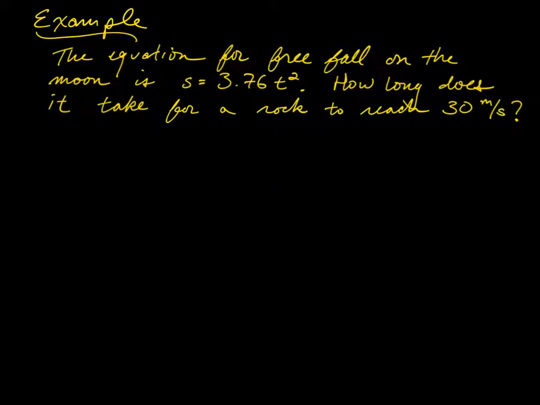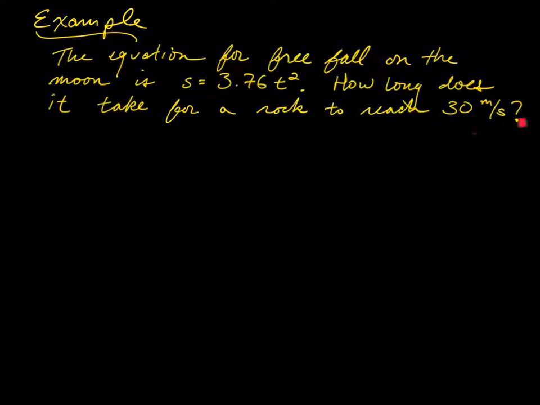For this next example, you are given the equation for free fall on the moon as S equals 3.76 t squared. The question then is, how long does it take for the rock to reach 30 meters per second? Now this over here, 30 meters per second, is a velocity. It is not a distance traveled, it is not a displacement, it is not an acceleration. This is a velocity, units per second.